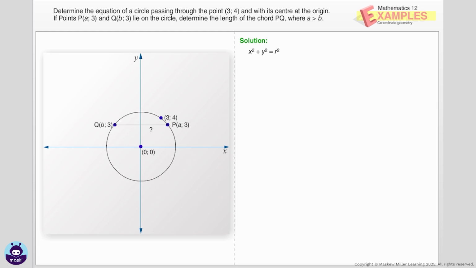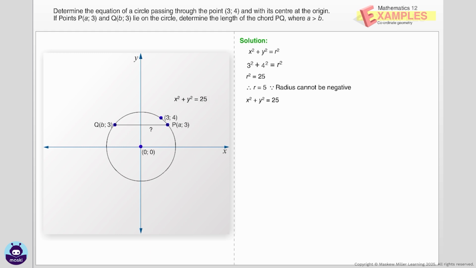Let us now substitute the coordinates of the point to determine the radius of the circle. 3 squared plus 4 squared equals r squared equals 25. Taking the square root of both sides, we get r equals 5. Therefore, the equation of the circle is x squared plus y squared equals 25.